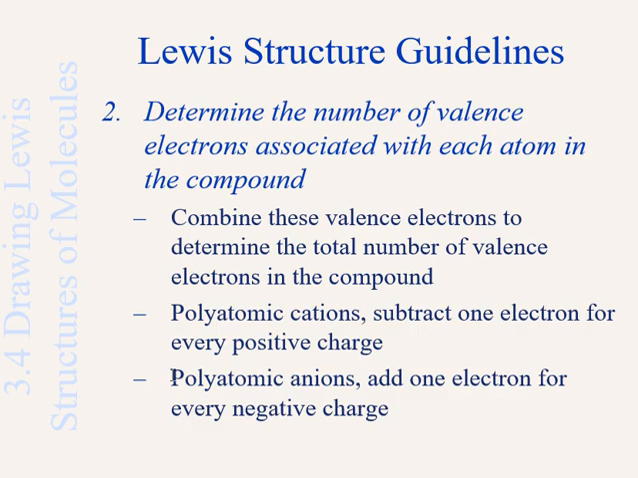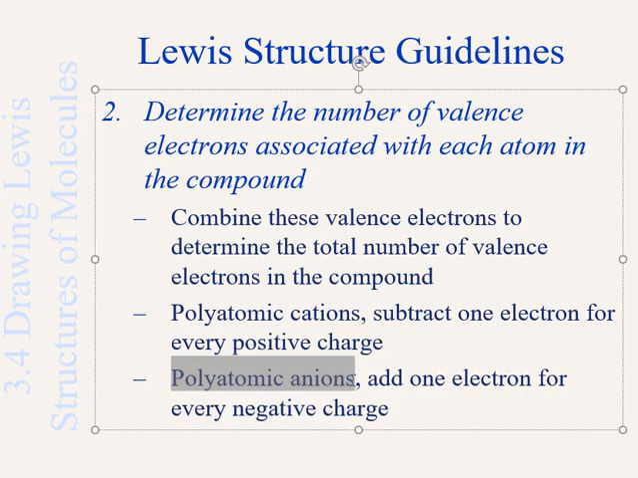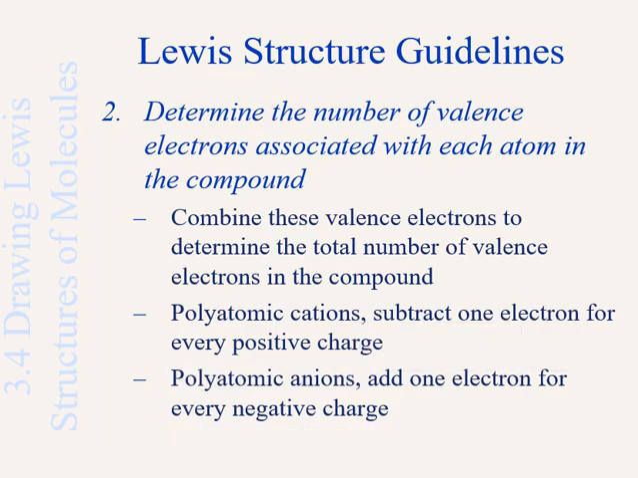On the other hand, if you have polyatomic anions with a negative charge, you would add the extra electrons to it that are equal to the total negative charge on it. For example, carbonate, which is CO3 2 minus.